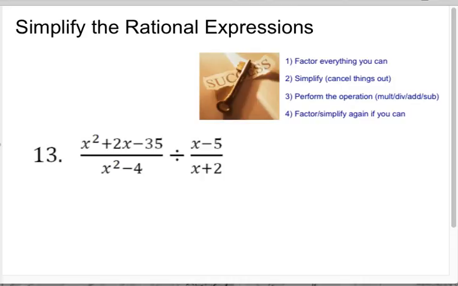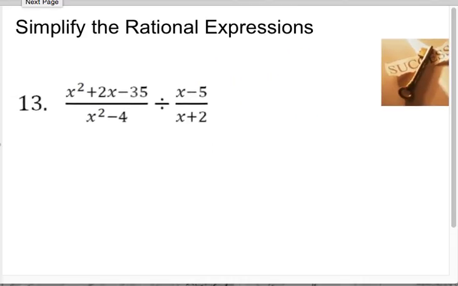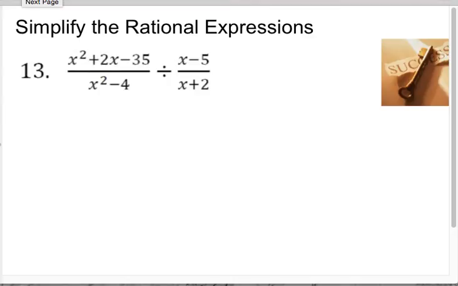Number 13 here. It is a division problem, so we're going to have to multiply by the reciprocal. And we can factor this numerator here.